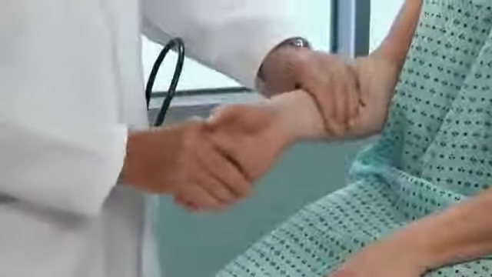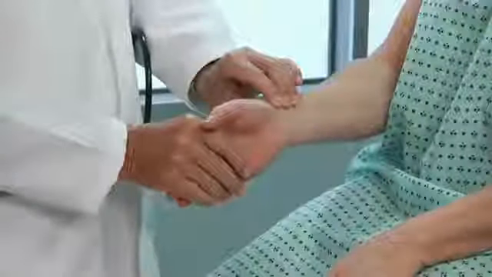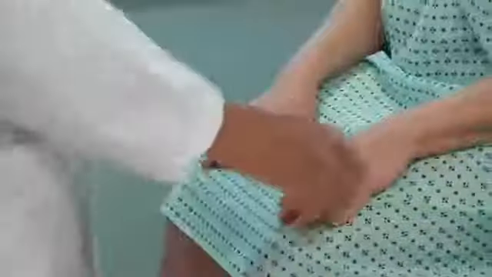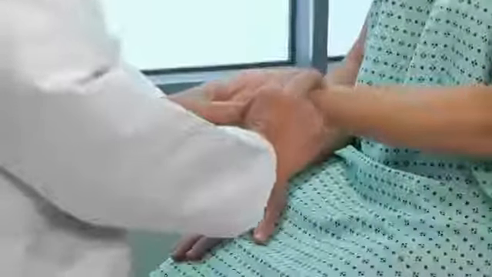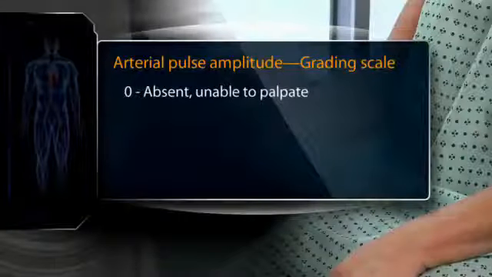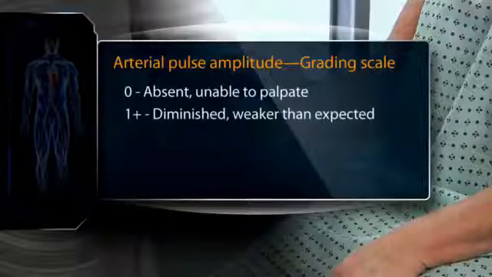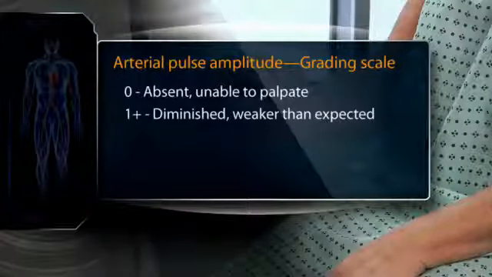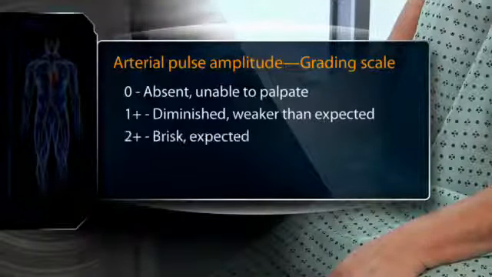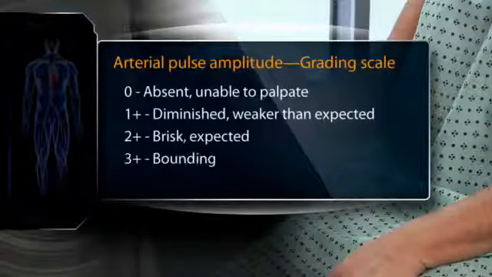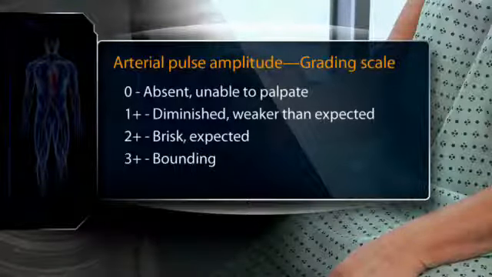Next, palpate the radial pulses using the pads of your fingers on the flexor surface of the wrist laterally. Compare the pulses in both arms and grade the amplitude. A grade of 0 indicates an arterial pulse that is absent and not palpable. A grade of 1+ indicates a pulse that is diminished, weaker than expected. A grade of 2+ indicates a brisk or normal pulse. Grade 3+ indicates bounding and possible aortic insufficiency.